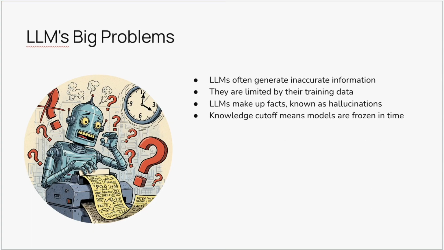To understand RAG, we first have to understand the two fundamental problems with all standard large language models, or LLMs. First, they hallucinate, which is a nice way of saying they make things up. Second, they have a knowledge cutoff, meaning their information is stale and frozen in time.